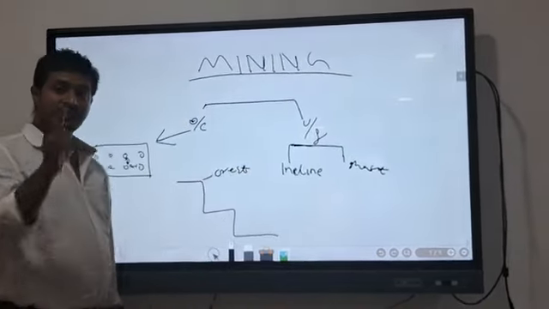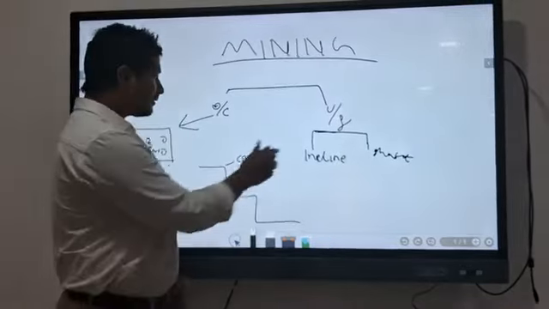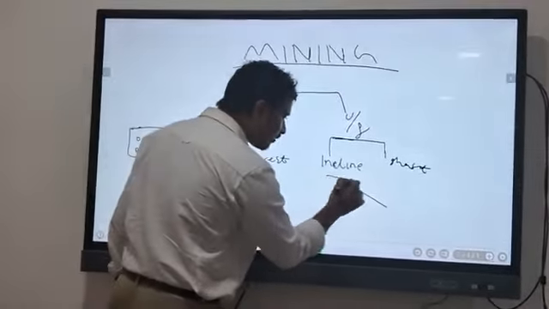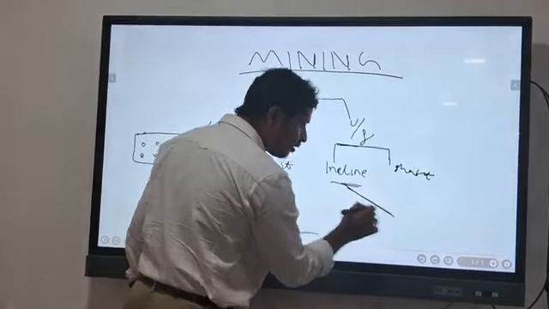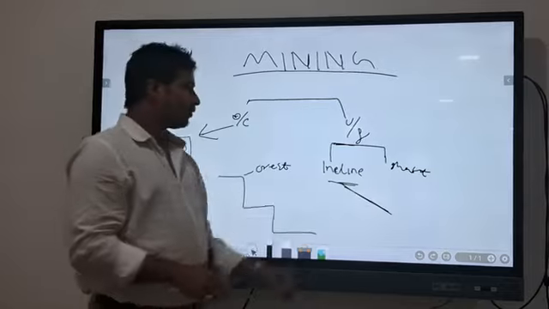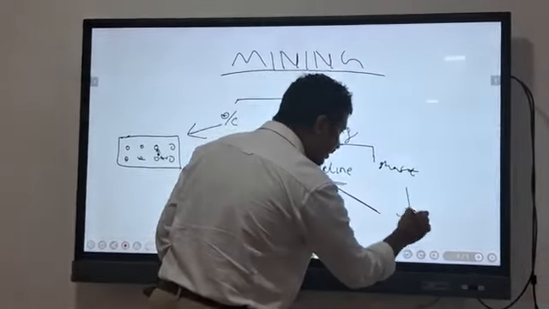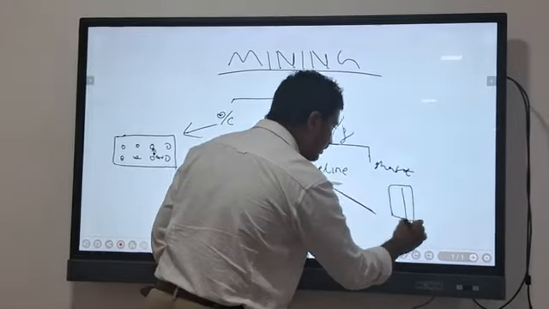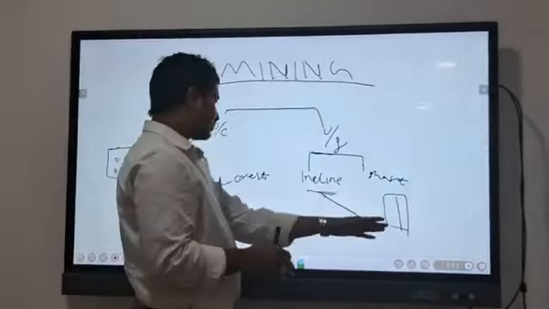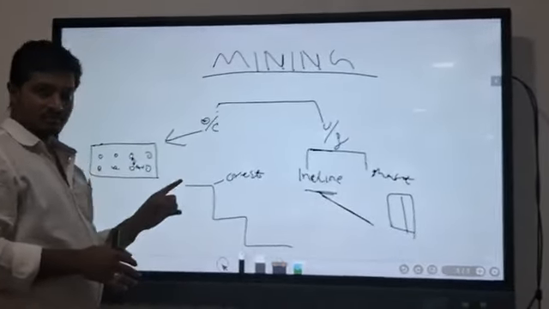Underground mines have two types: one is incline and another is shaft. Incline is just like a 45 degree slope from the surface towards the underground. This process is known as incline. The other process is shaft, where we make a hole at about 90 degrees, just like a well. This is called shaft. But today we are discussing open cast mines.